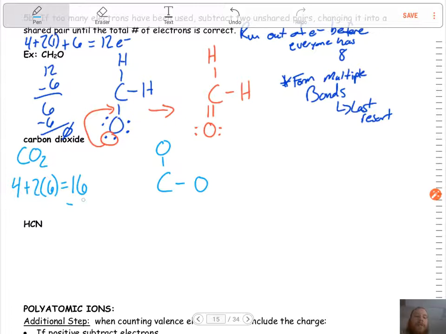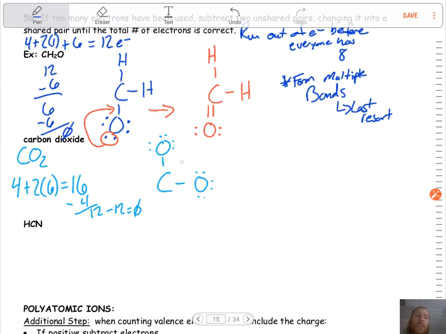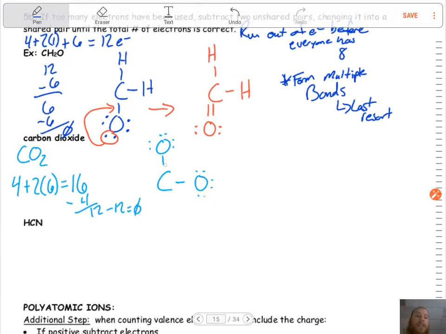Subtract out those bonds. So there's 4. We've got 12 other electrons. 2, 4, 6. Oxygen's happy. 2, 4, 6. Oh, there's my 12. So I've run out. Is every atom happy? You can probably see, no, it's not. The oxygens are good, but carbon only has 4.